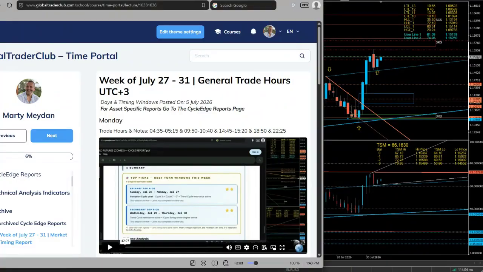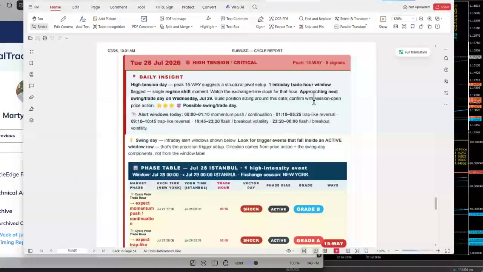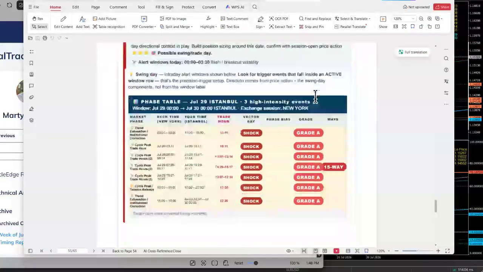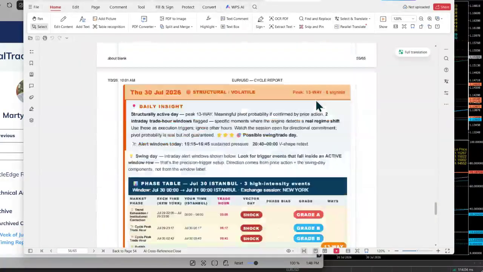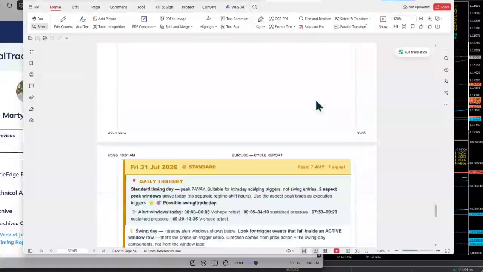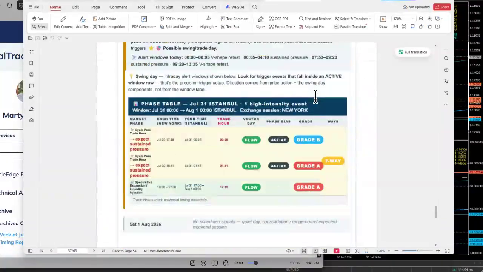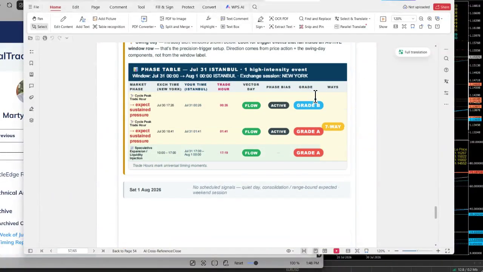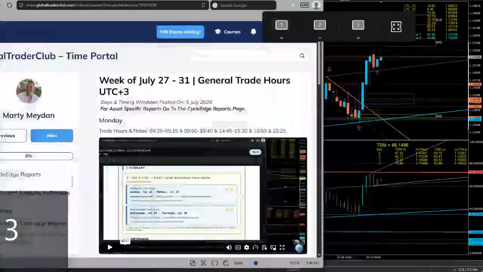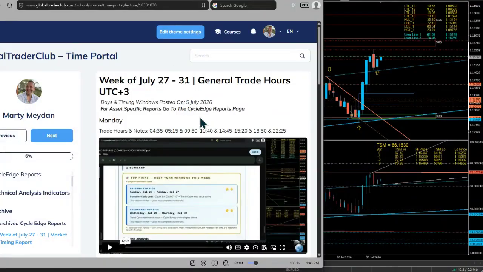Now we know Tuesday and, let me just show you Wednesday, Thursday as well. This was Tuesday. All right, so Tuesday, high tension critical, shock day. Wednesday, shock day. And Thursday, we have another shock day. Okay, so Friday comes in. We're just going to flow with Friday. Okay, so let's get this out of the way and minimize it here.